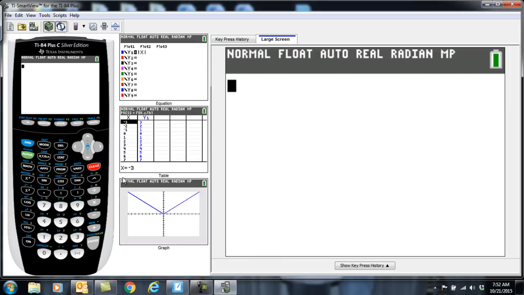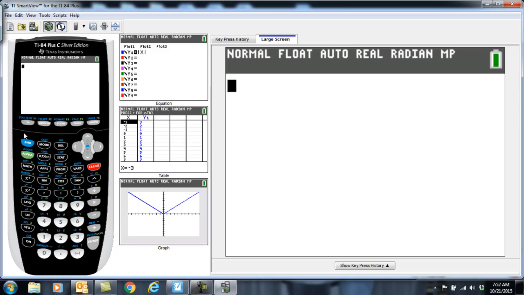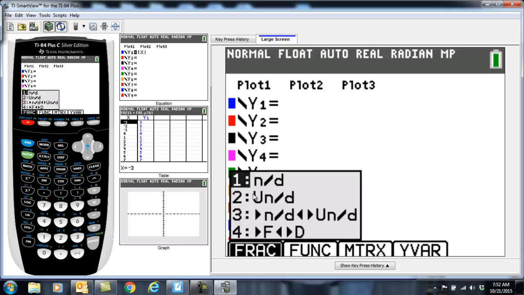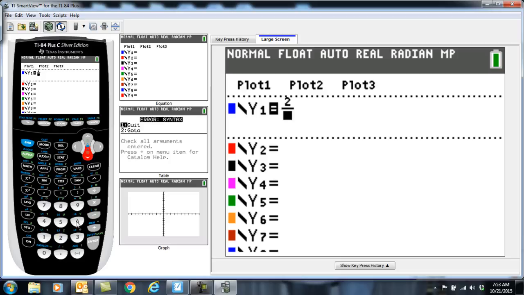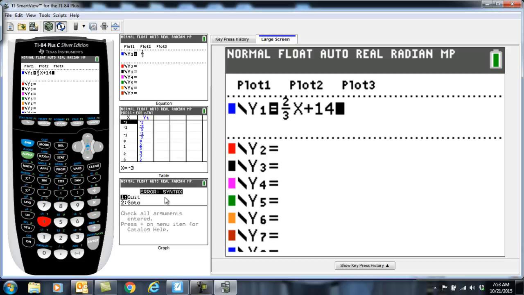Okay, so the first one we have says y equals 2/3 x plus 14. So that's the first thing that we're going to do. We're going to go to the button that says y equals, clear out anything that's there, and type in that 2/3 x plus 14. So to make the 2/3 the fraction, I'm going to do alpha y equals, option 1 is my fraction, so I can do 2 over 3x plus 14. I'm going to graph it and look at it.